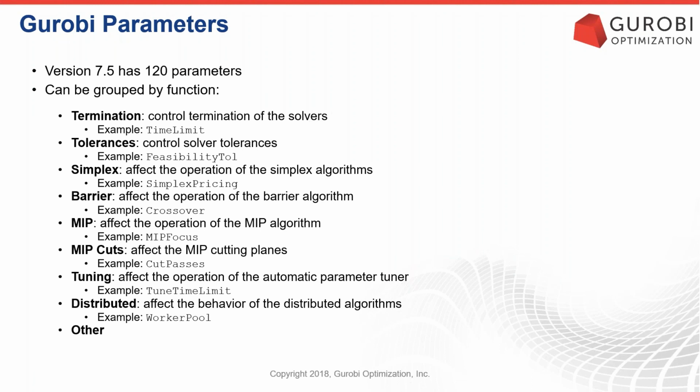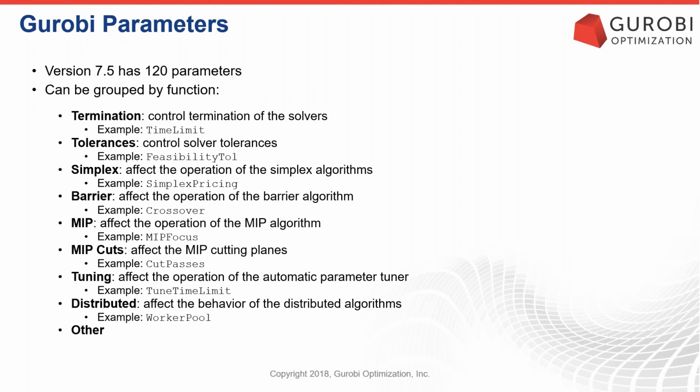Then there is cutting planes. This is also closely related. So cutting planes affect the bound. So this is something that's really worth looking at. Then also the behavior of the automated parameter tuning tool is also controlled by parameters. So for example, if you use this tool, the total time that is spent to tune the model is controlled by the tune time limit parameter.